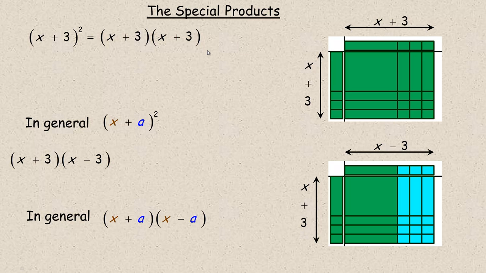In this tutorial, we're going to take a look at what are called the special products. And there's two different ones here. The first one is when you're squaring a binomial. So x plus 3 squared means x plus 3 is multiplied by x plus 3. And I'm going to model these with some algebra tiles on this page before we get into some just algebraic examples on the next two pages.